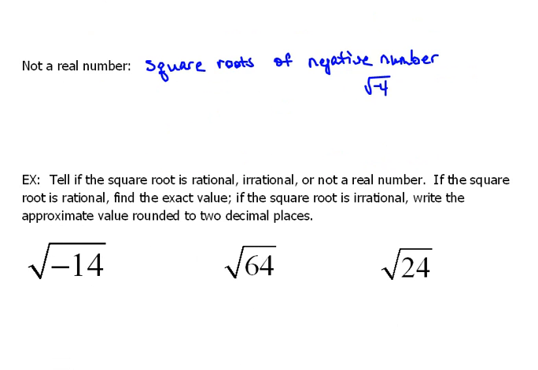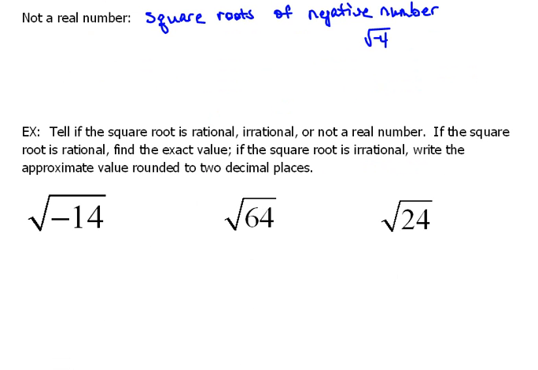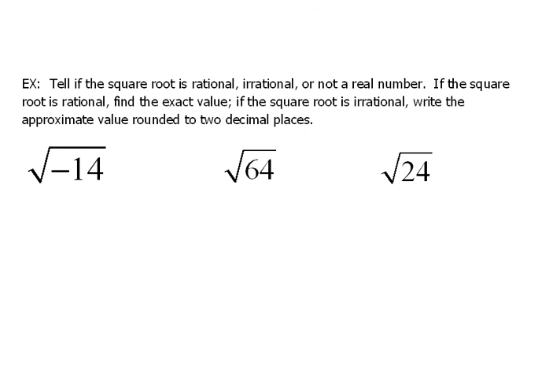Let's look at a couple of examples here of these. Tell if the root of the square root is rational, irrational, or not a real number. If it's rational, find the value. If it's irrational, write the approximate value rounded to 2 decimal places. And then if it's not real, we need to say that also. So we're just going to look at these really quickly. When we take the square root of a negative number, that is not real automatically.